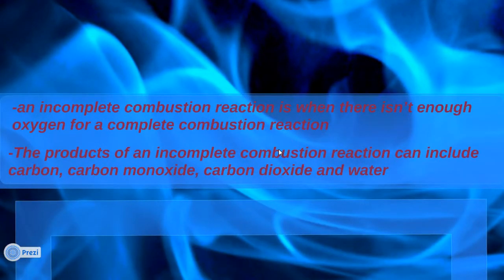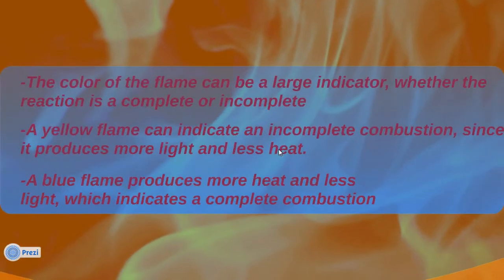Now, an incomplete combustion reaction is when there isn't enough oxygen for a complete combustion reaction. Now, the products of an incomplete combustion reaction usually include carbon monoxide, carbon dioxide, and water. Now, the color of the flame can also be a large indicator of whether the reaction is complete or incomplete. For example, a yellow flame can indicate an incomplete combustion since it produces more light rather than heat. And a blue flame produces more heat and less light, which indicates a complete combustion, as complete combustions are more efficient with heat.